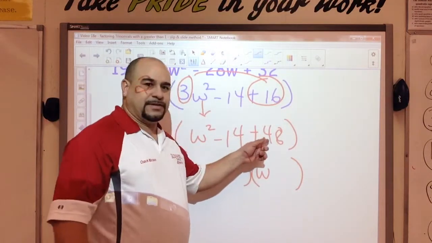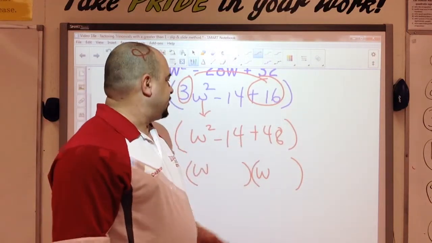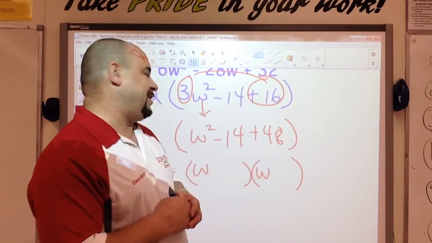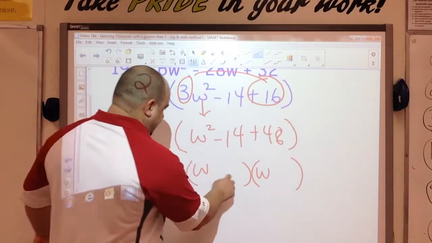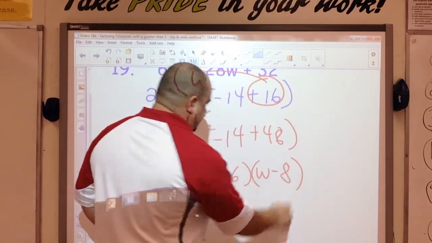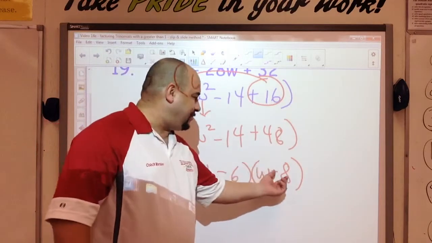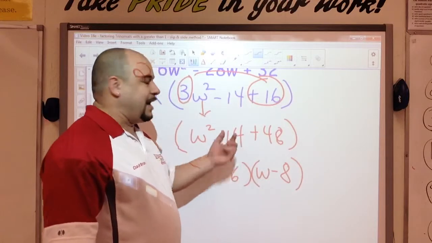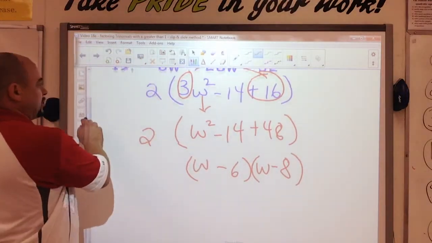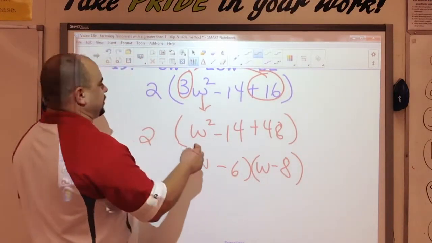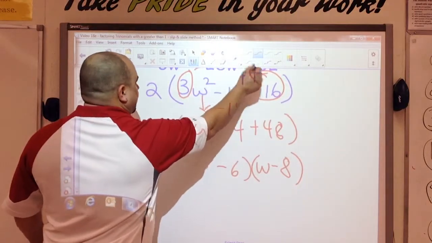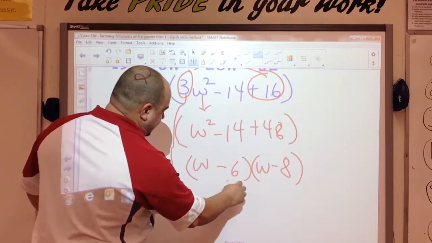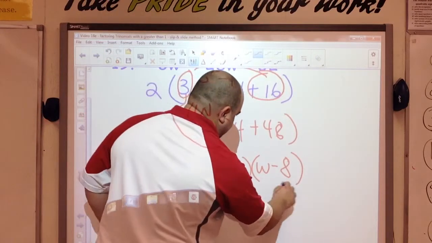Well, notice this is positive 48, this is negative 14, so it looks like it has to be 2 negatives. That'll be negative 6 and negative 8. So negative 6 times negative 8 gives me positive 48. And if I add negative 6 and negative 8, I get negative 14. So let's do now the slip method. So I take this 3 here, and I'm going to slip it down here, and down here also.